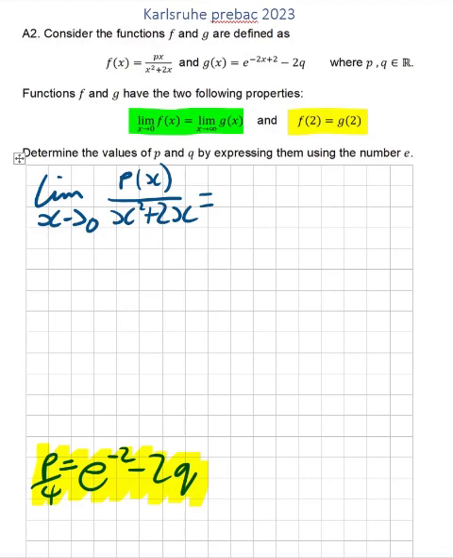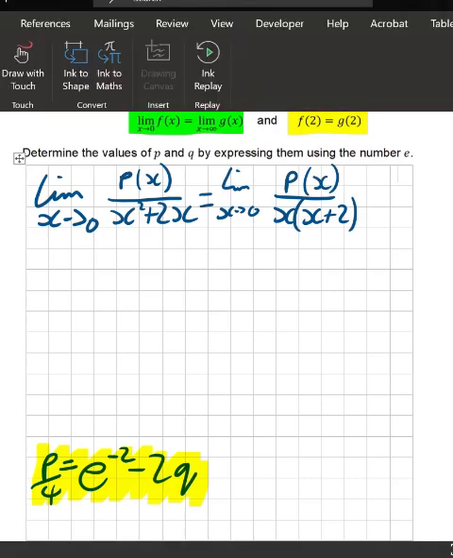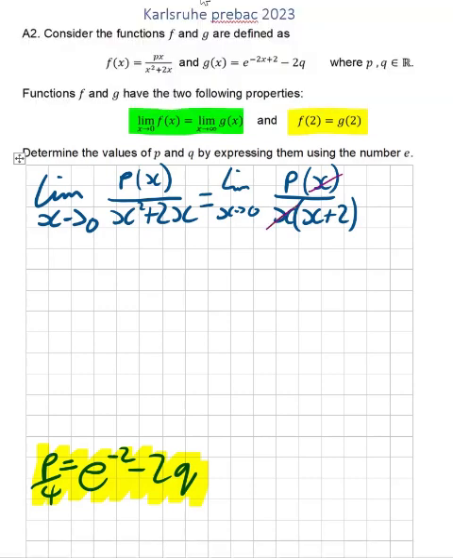Okay, so we're still going to leave our limit as x goes towards 0. Now, underneath the line there, I'm going to factor out an x. It's going to leave me with x plus 2. And up above the line there, I have p multiplied by x. So we can see that my x's can very handily cancel there. I'm going to cancel that x with that x there. And that's going to leave me with my p over x plus 2.